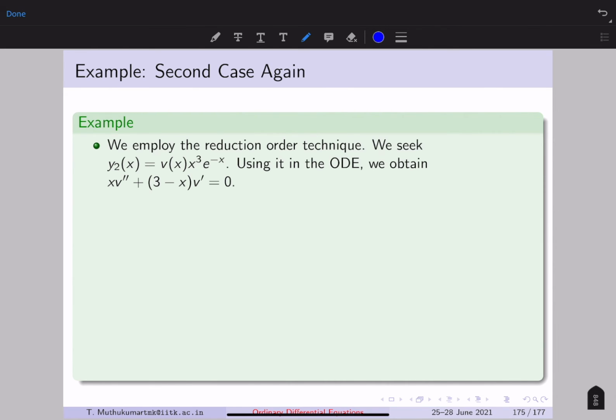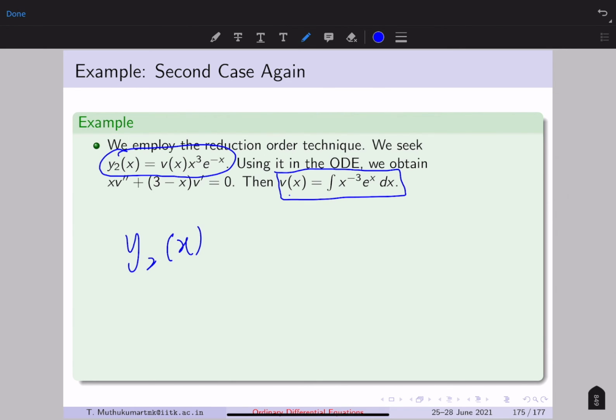So we need to solve for v. If you use y2 in the ODE and all that we did before, then you get an ODE for v. If you solve for v in this ODE, you get v to be the integral of e power x over x cube. Now use this information in y2 here. So you have y2 of x equal to x cube e power x integral x minus 3 e power x dx. This is your y2.